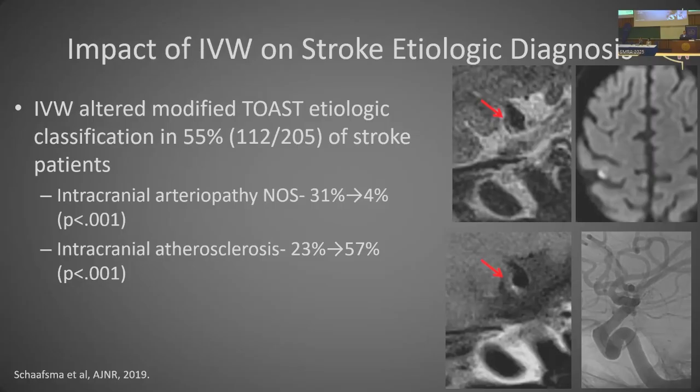And another study from the Toronto group in which they looked at how vessel wall imaging affected the etiology of stroke. They reviewed cases without vessel wall imaging and then with vessel wall imaging. They found that there was a significant change in the stroke etiology when they included vessel wall imaging in 55% of cases. And the biggest movers were going from nonspecific arteriopathy and then going to intracranial atherosclerosis as the etiology, which went from 23% of cases to 57% of cases once vessel wall imaging was included.